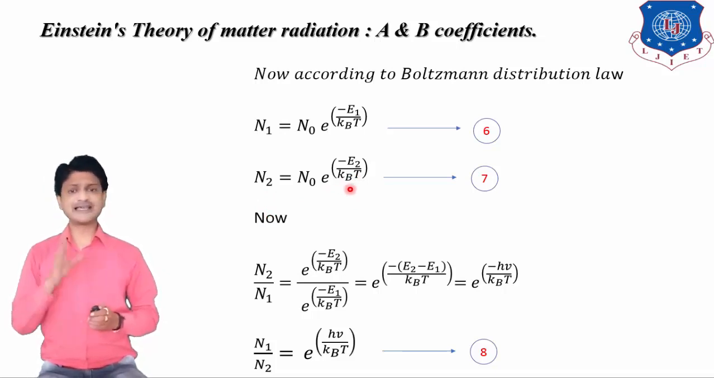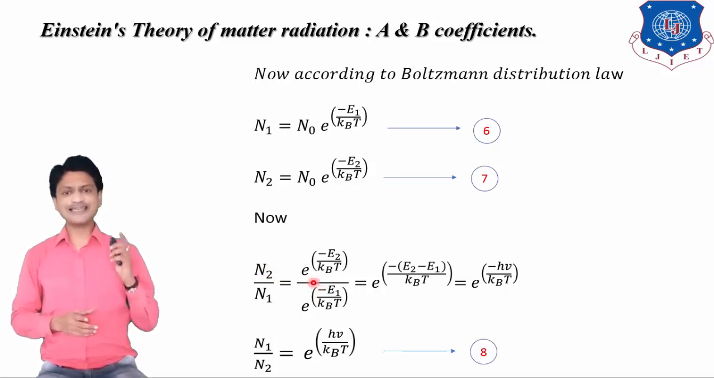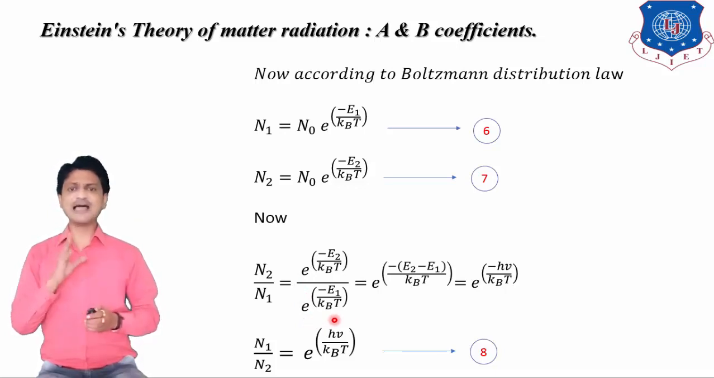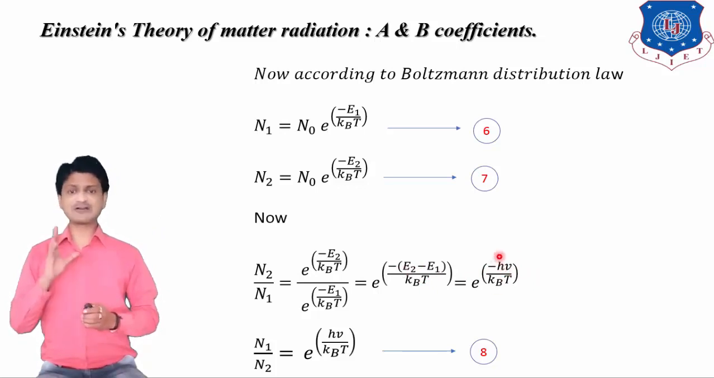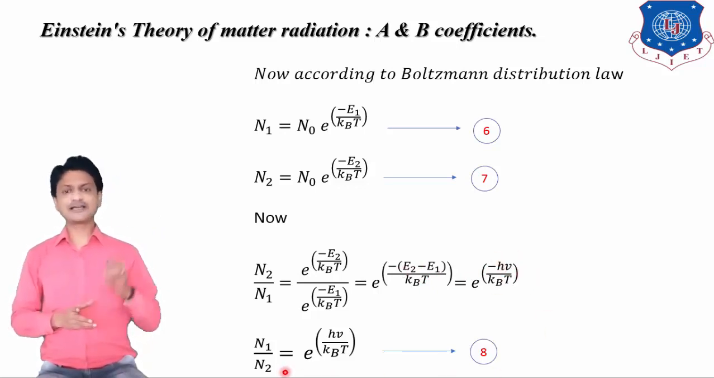Now, if we take the ratio of both the equations, then we have N2 by N1 equals e raised to minus E2 upon kBT upon e raised to minus E1 upon kBT. If we rearrange, N2 by N1 equals e raised to minus (E2 minus E1) upon kB into T. Now, we know that E2 minus E1 is the energy difference between the higher energy level and the lower energy level, so we can replace E2 minus E1 with hv. So we have N2 by N1 equals e raised to minus hv upon kB into T.